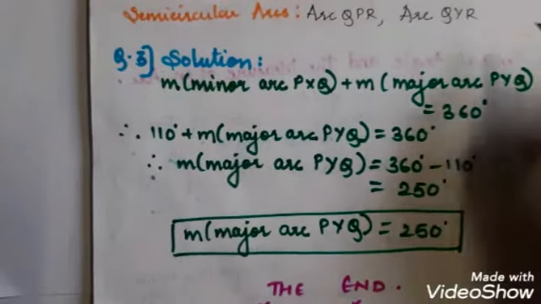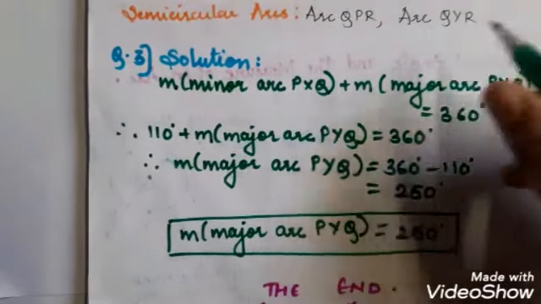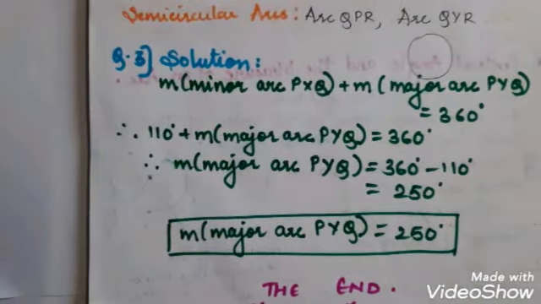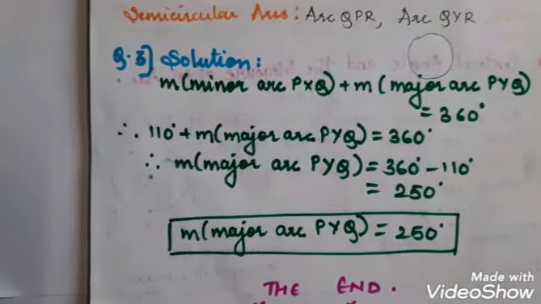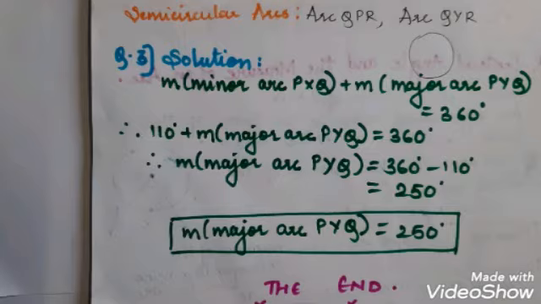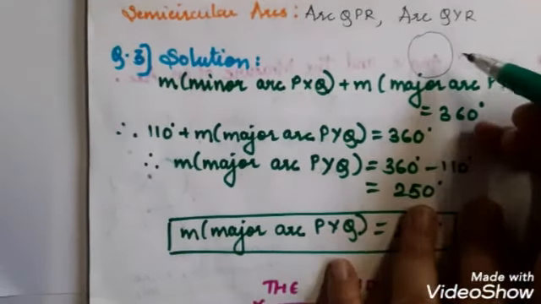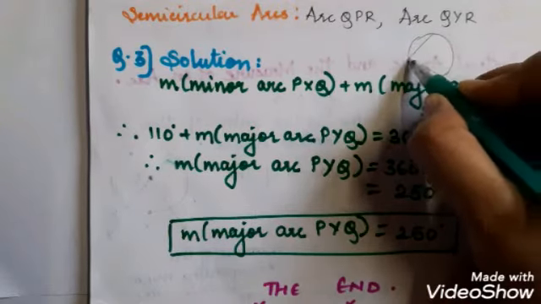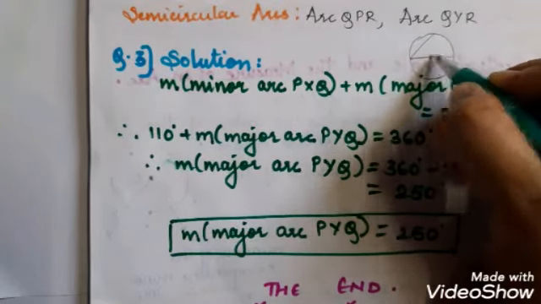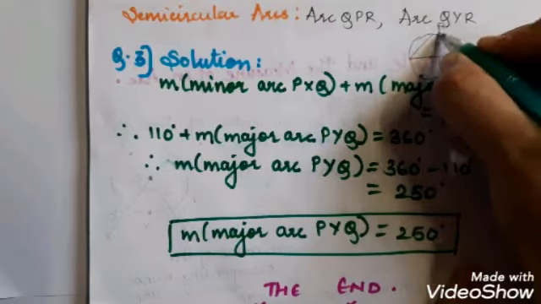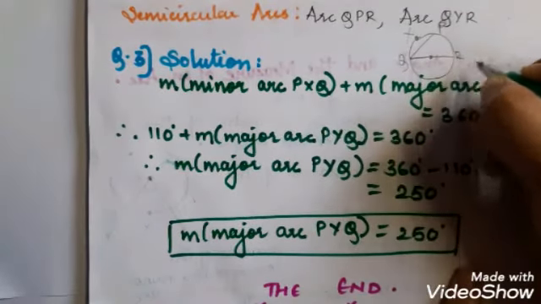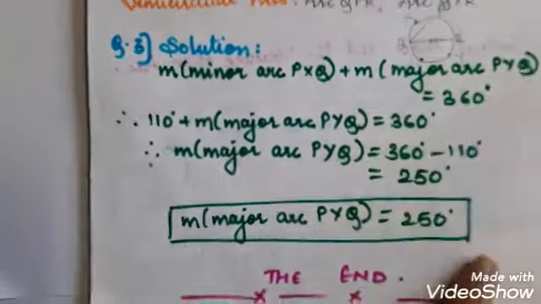So suppose this is a circle. What have they given us? The measure of minor arc is 110 degrees, and what is the measure of major arc PYQ? I have to find it out. So first let me draw the figure. This is P, X, Q, R, Y.